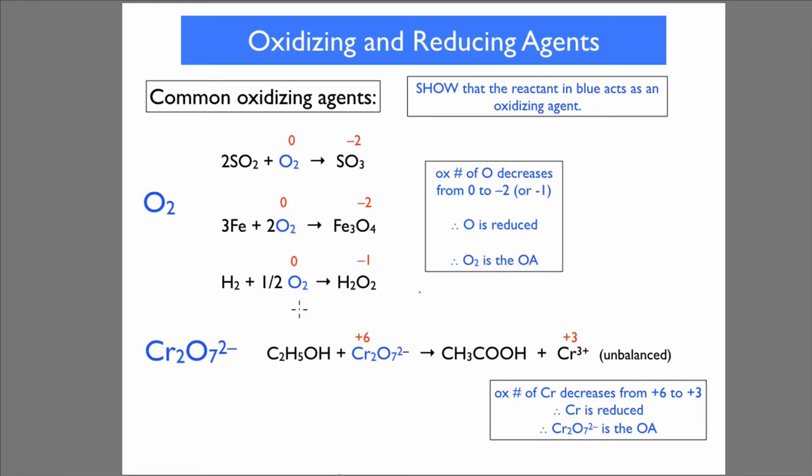Okay. The dichromate ion, chromium here, it has an oxidation state of +6, and it's going to an oxidation state of +3. The oxidation number of chromium decreases from +6 to +3. Therefore, chromium is reduced. Therefore, this thing here is the oxidizing agent. The dichromate ion is the oxidizing agent.